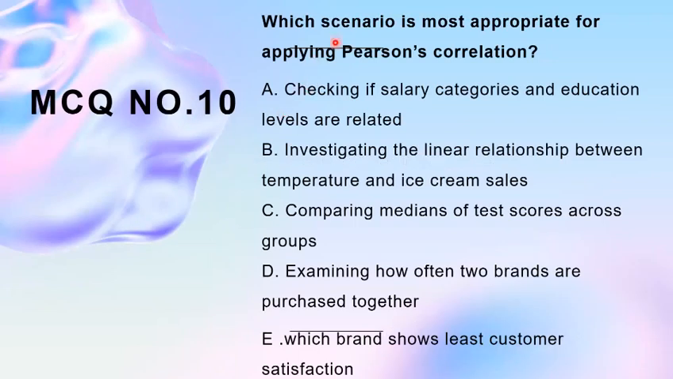So MCQ number 10: which scenario is most appropriate for applying Pearson's correlation? Checking if salaries, categories, and education levels are related. Investigating the linear relationship between temperature and ice cream sales. Comparing medians of test scores across groups. Examining how often two brands are purchased together. Which brand shows least customer satisfaction.